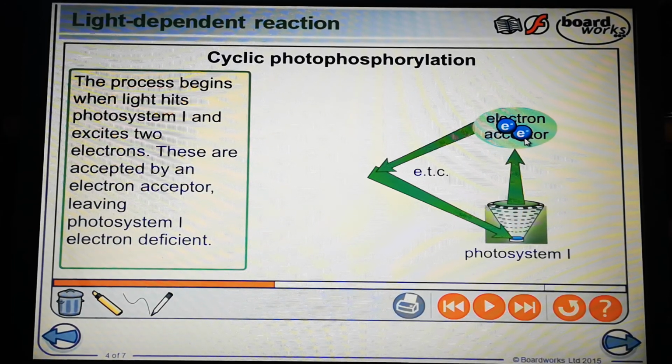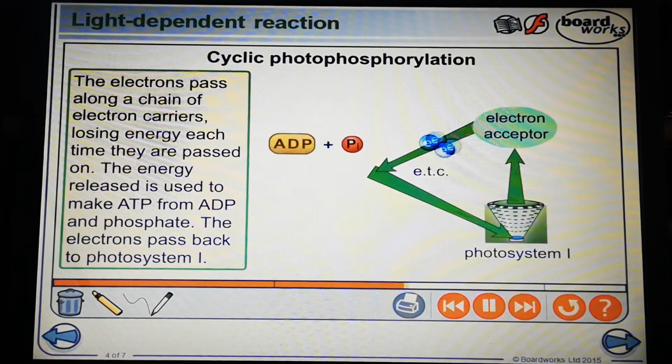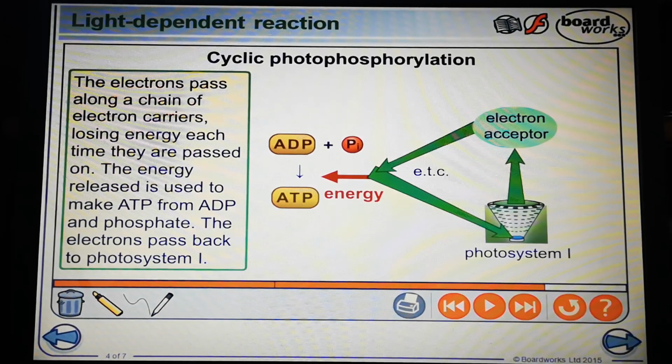Now at this point they could be taken up by a coenzyme NADP to become reduced NADP, or they can actually flow back down the electron transport chain and regenerate the chlorophyll that they were originally lost from through excitation. So we can see that happening down there. And then as it moves down the electron transport chain, energy will be released as it moves from one molecule to another, and that energy can be used to combine a molecule of ADP with an inorganic phosphate to make the ATP, which is important for the next stage, which we will be talking about in the next lesson.